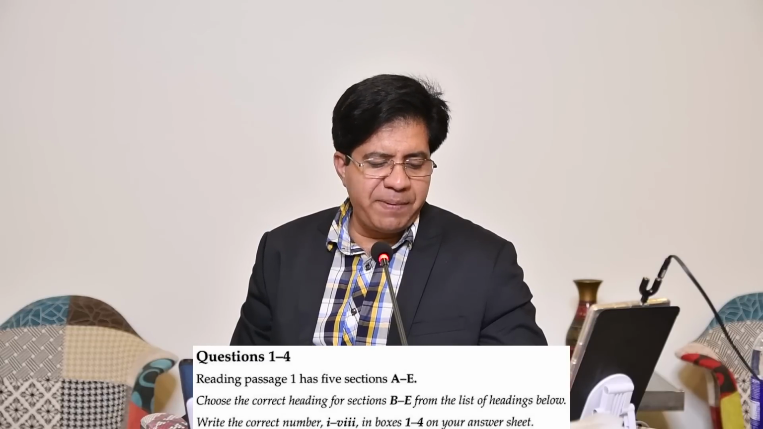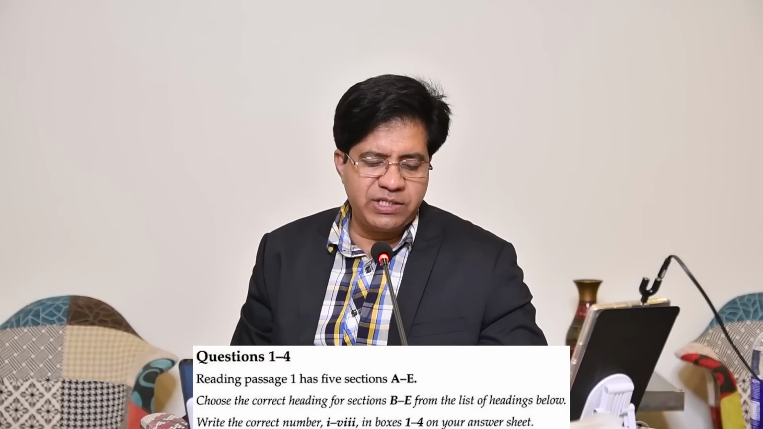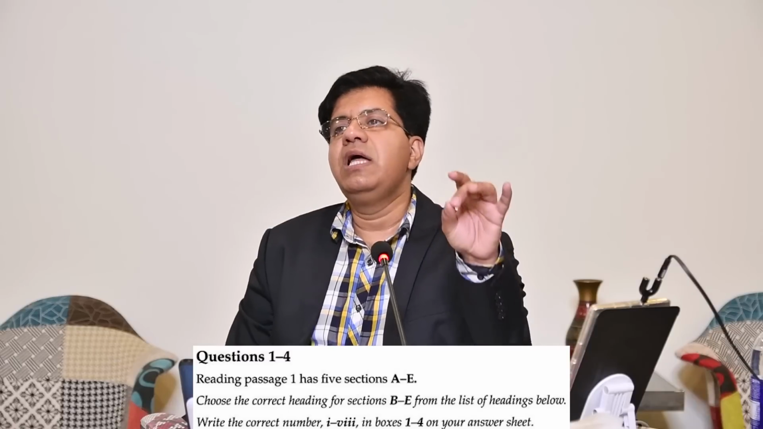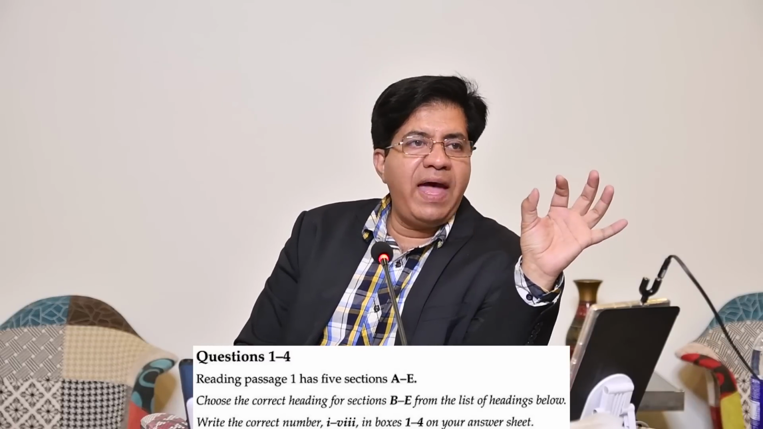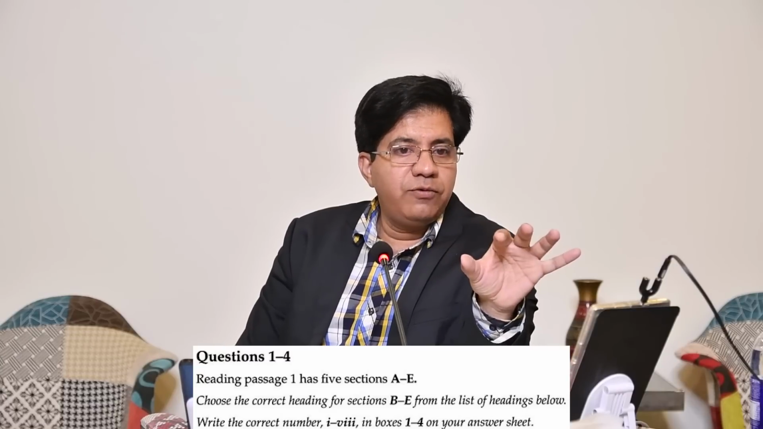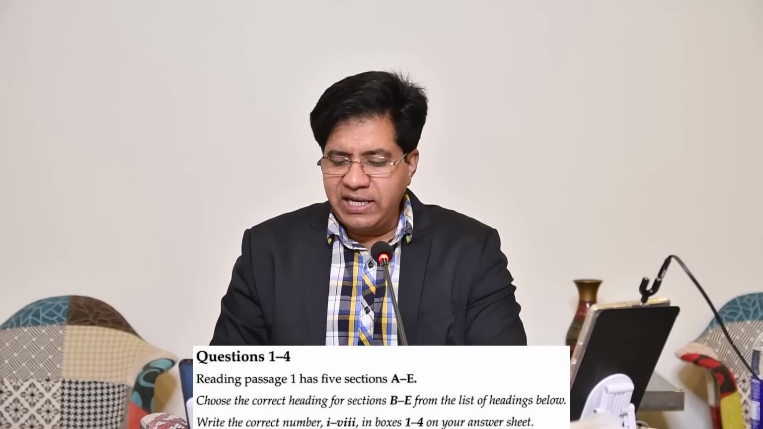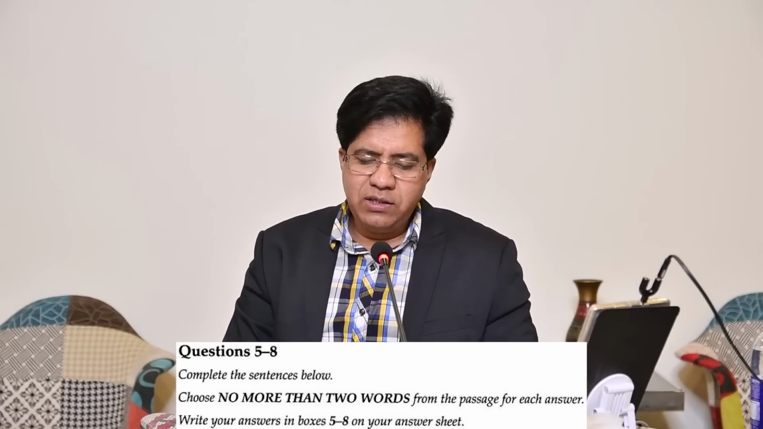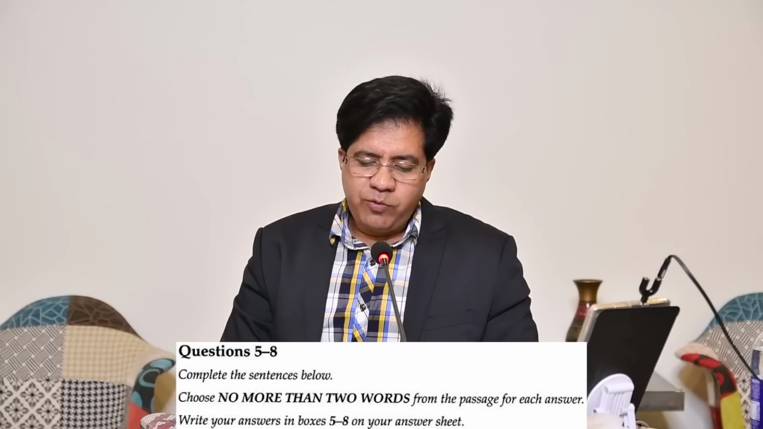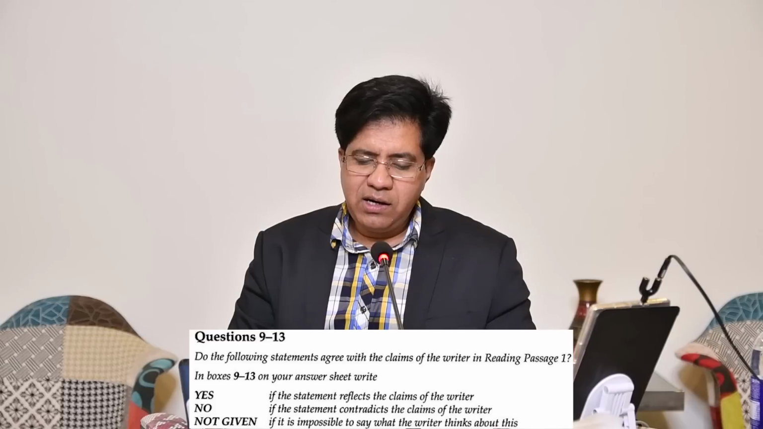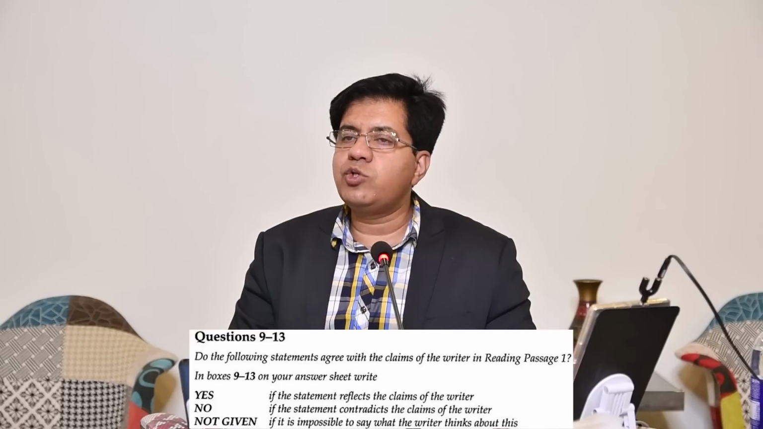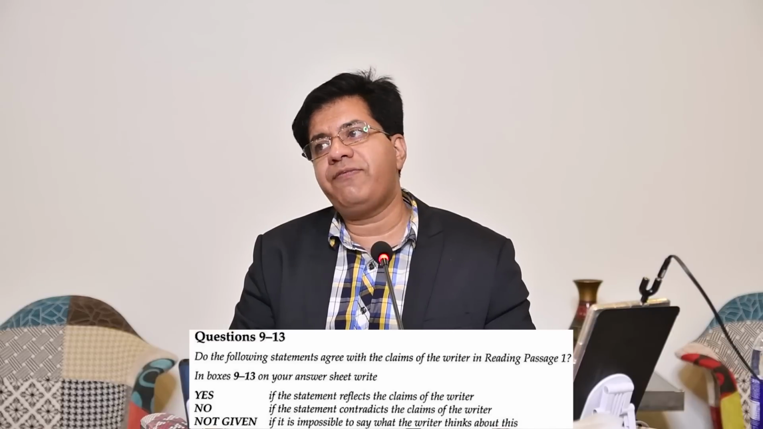Questions 1 to 4: reading passage 1 has 5 sections A to E. Choose the correct heading for sections B to E from the list of headings. Now listen, whenever you have list of headings, I advise you to do this question at the end of that section. For example, you're doing section 1, so it's a good idea to start with other questions. Please come to the next page, questions 5 to 8, sentence completion. Questions 9 to 13 are yes, no, not given. So it's a good idea to start from sentence completion because that is easier. You can easily find the answers.